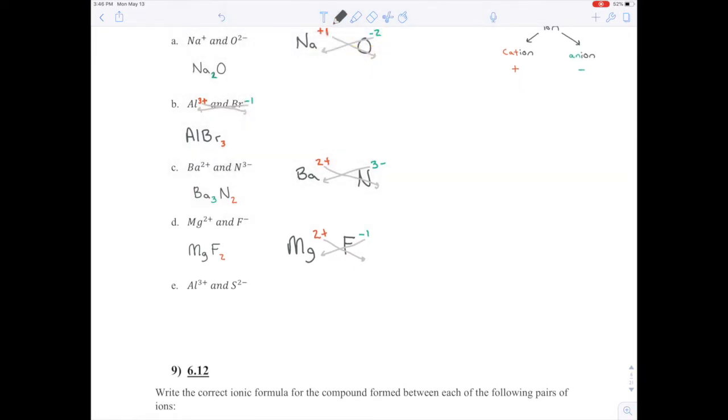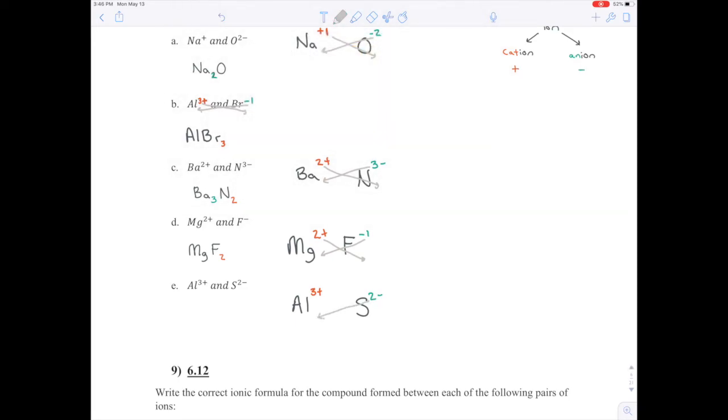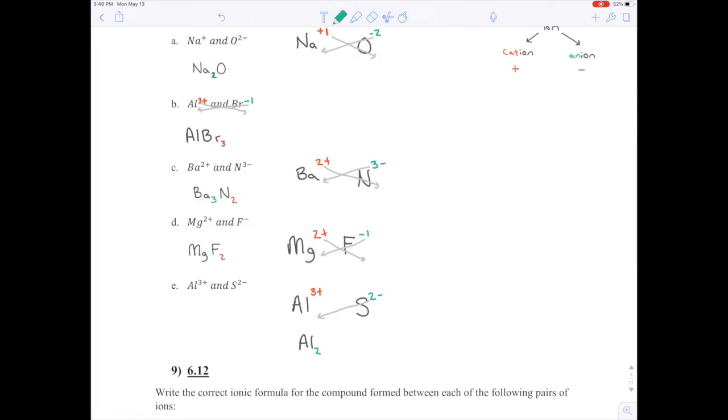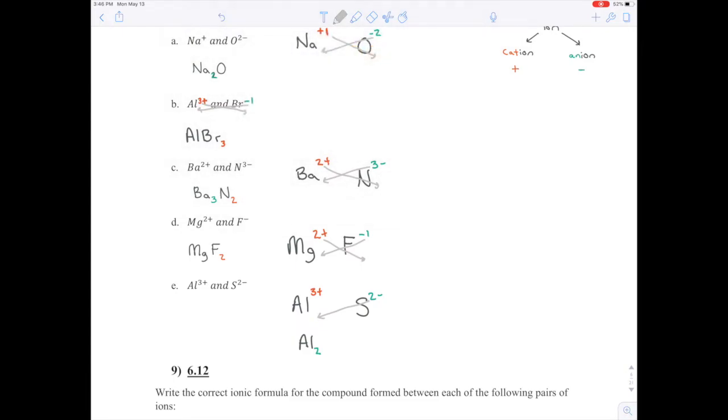Okay, so we have aluminum 3 plus, and we want to know in what ratio it is going to stick together with sulfur. Sulfur has a 2 minus charge. So you can crisscross the charges. The 2 at the top of sulfur will go at the bottom of aluminum. So aluminum, and then the 2 there. Notice I'm not bringing down the minus sign, just the number. And then the 3 at the top of aluminum can go at the bottom of sulfur. So we have sulfur, and notice I'm not bringing down the plus sign, just the number.